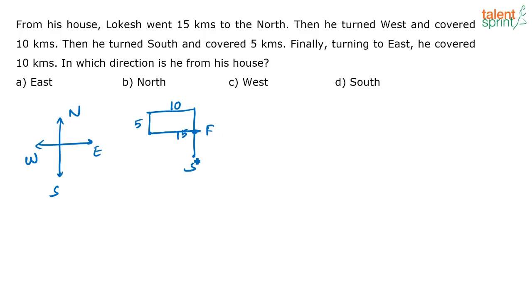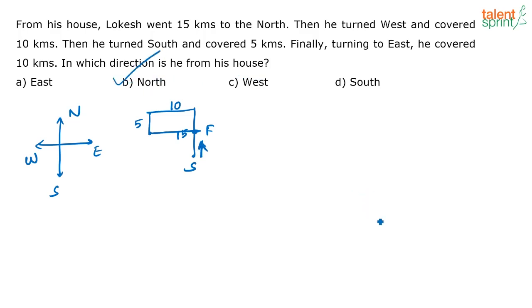In which direction is he from his house? So, when you look from his house, in which direction is he standing? He is towards the north, correct? Question is, in which direction is he from his house? So, with respect to his house, he is in the north direction. The correct answer that we are looking for is B, north. I hope it is clear.